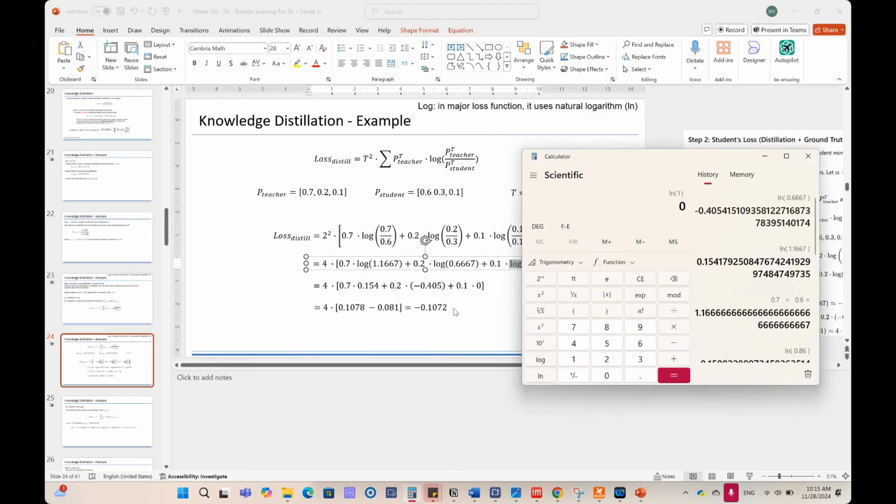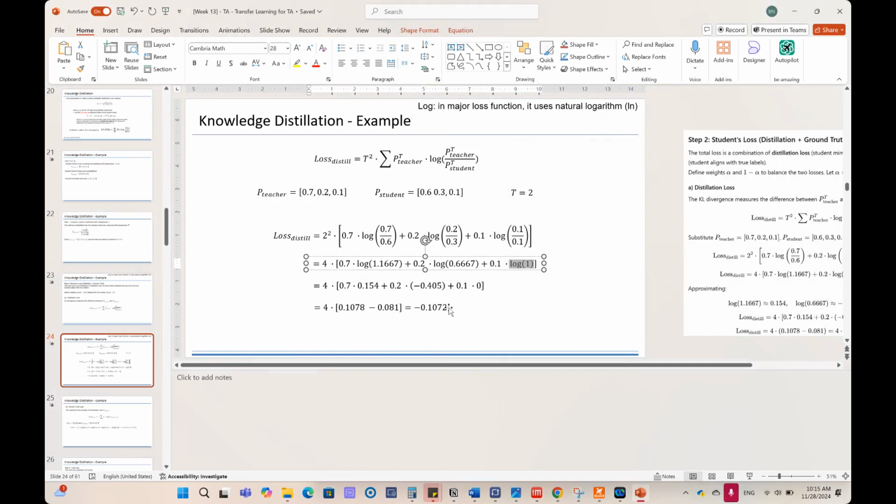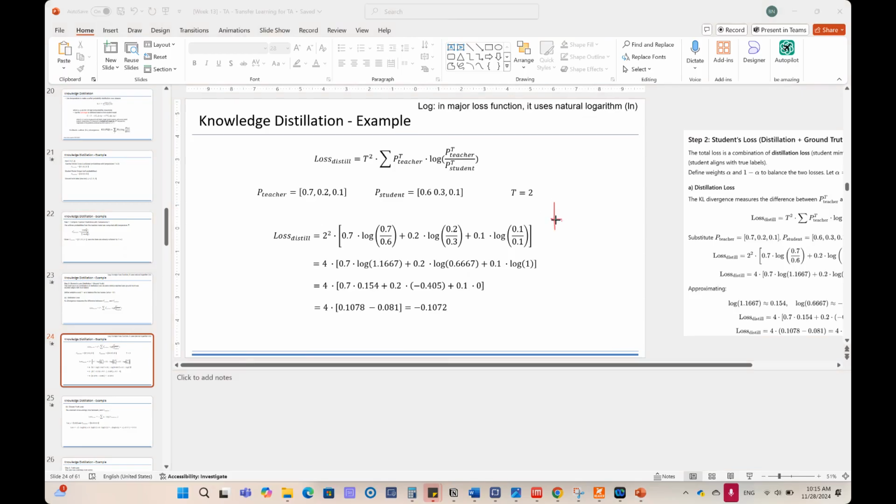Then at the end, we can get the loss function, which gives us the loss as minus 0.1072. This is the loss between the teacher and student.